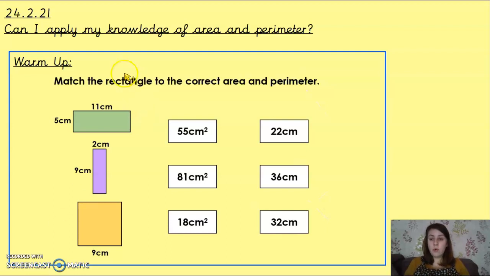So for a warm-up on the screen, I have got three different rectangles, two rectangles and a square, sorry. So three different shapes. There are three different area measurements, and there are three different perimeter measurements. As a warm-up, I want you to match up each shape with the correct area and perimeter, and then come back when you are ready.